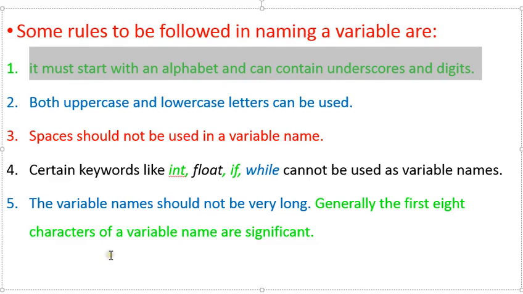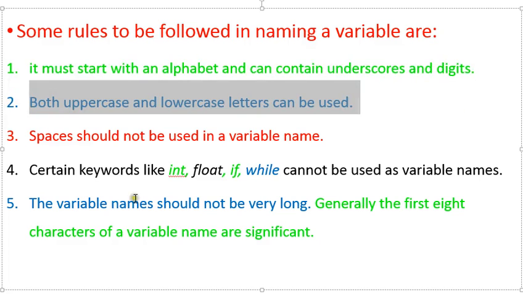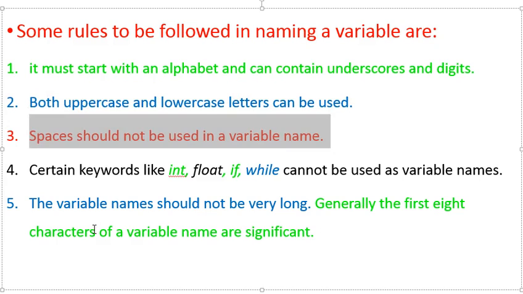Rule number one is that the variable name must start with an alphabet. It must start with an alphabet, and it can contain underscores, the symbol underscore, and it can also contain digits, 0 1 2 3 to 9. And also another rule is that we can use uppercase and we can use lowercase for naming a variable. And rule number 3 is that there should not be any space in a variable name. Supposing you have a variable name, don't leave a gap. Even if it contains so many things, make sure that they are joined together.